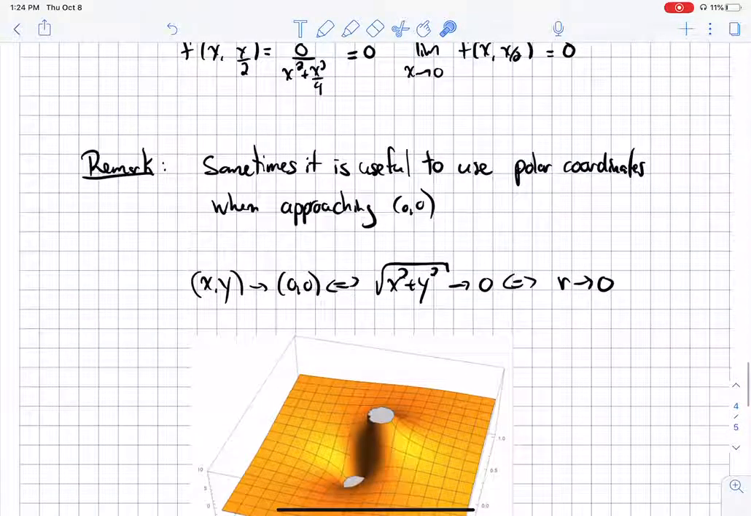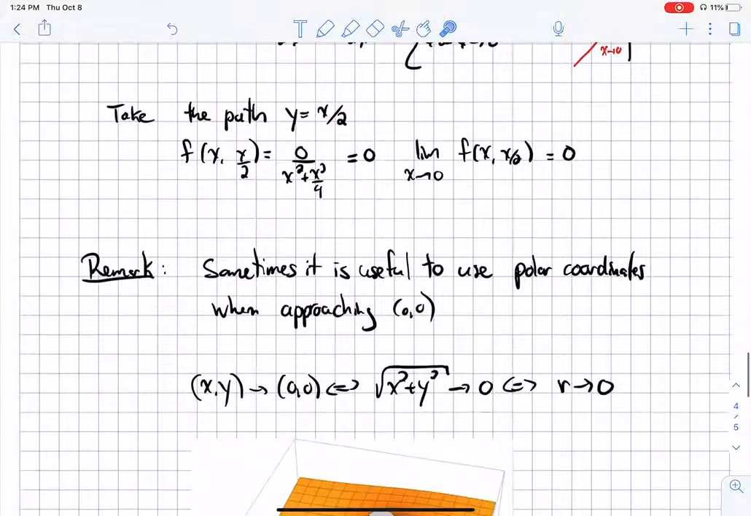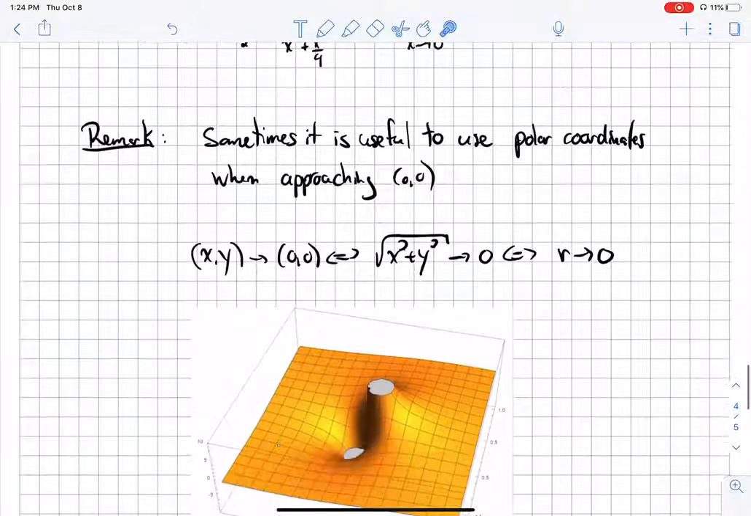Last remark: to actually determine limits, sometimes, and there are some examples of that in the homework, it is useful to use polar coordinates when you approach the origin. Just because approaching the origin means the distance tends to 0, and the distance is simply r. So sometimes you can replace the whole quantity you want to evaluate by r and simplify the problem. It's just a small remark.